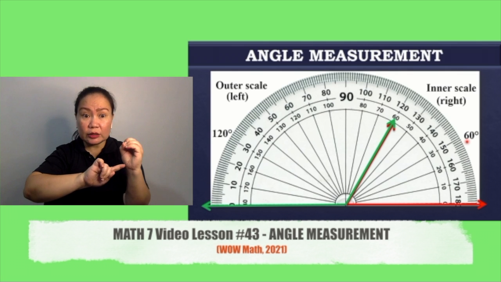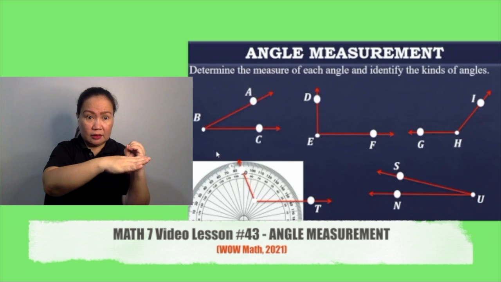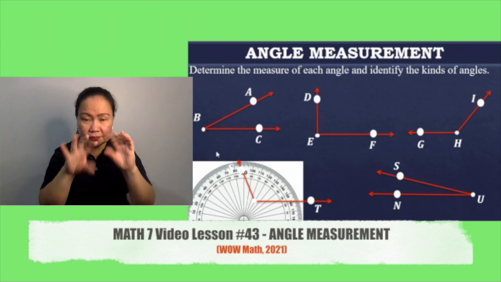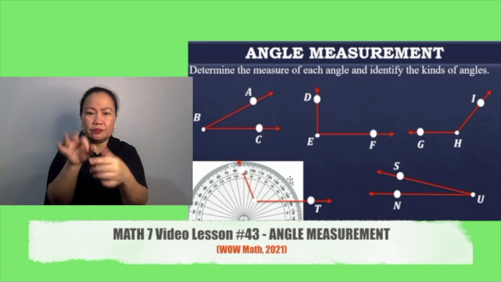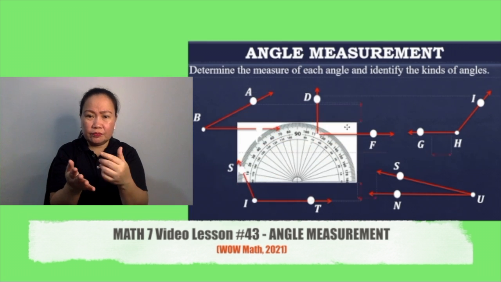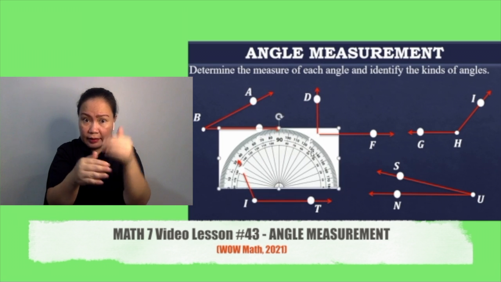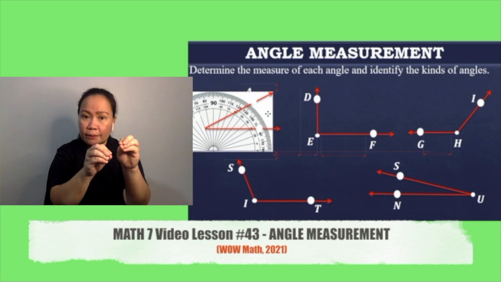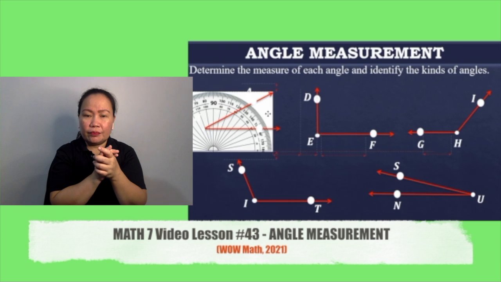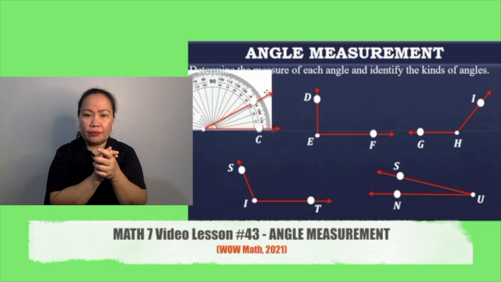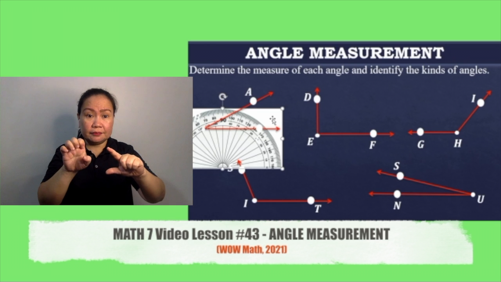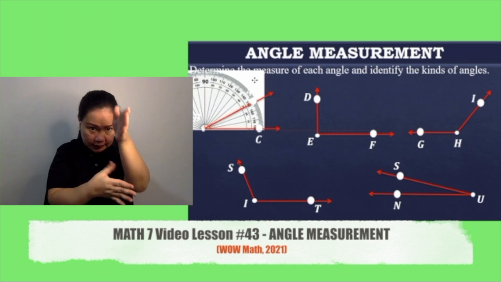So, let's have an example. Alright, so tuturuan ko kayo kung paano gamitin ang protractor at paano kunin ang measure ng angles. Okay, so kung ito ang inyong protractor, by following the steps na pinakita ko kanina, ang una po nating gagawin is you have to place the index ng protractor doon sa vertex ng ating angle. So, ito po yung index ng protractor natin at ito yung vertex ng ating angle. So, pagtatapatin lang po natin sila. So, itatapat mo siya dyan.